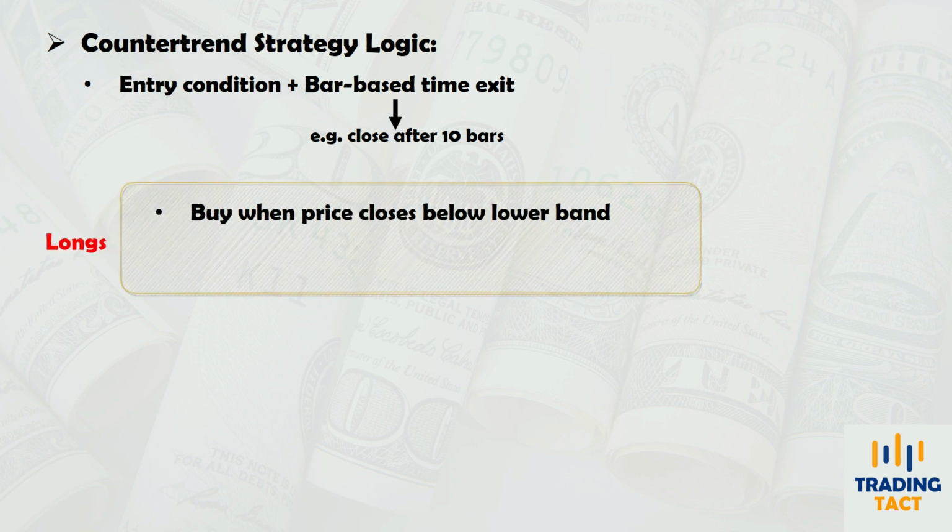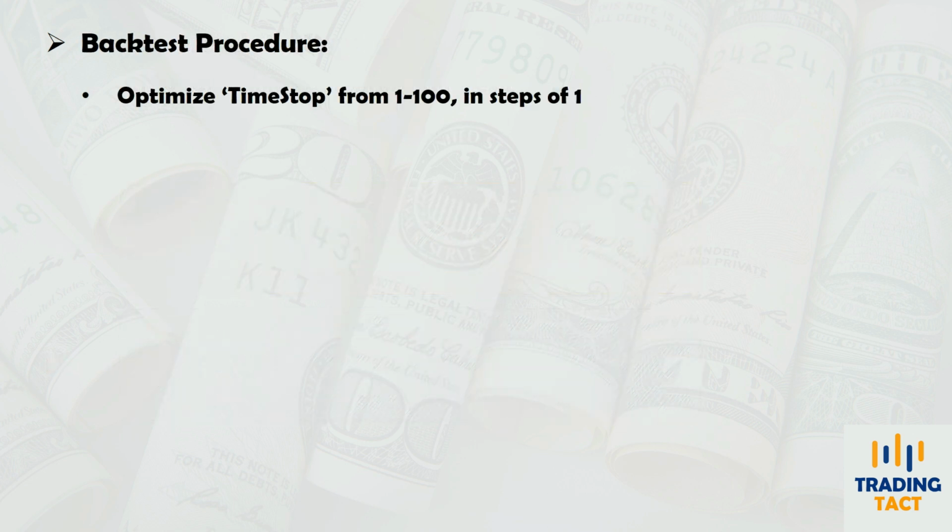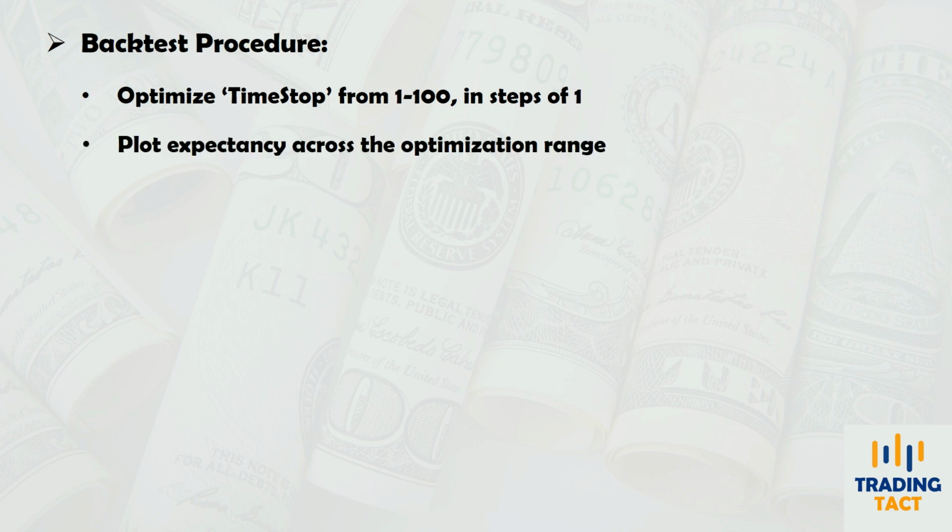For example, for the Bollinger Bands entry, I will buy when price closes below the lower Bollinger Band, and exit the trade after time stop bars have passed. Shorts are symmetrical. Using this strategy, backtests will be run with the time stop parameter optimized from 1 to 100, in steps of 1. The expectancy, or average trade, of each backtest will be used to gauge the profitability of the entry when the trade is held for the specified number of bars. In this way, we can analyze the entry's performance as a function of the holding period.